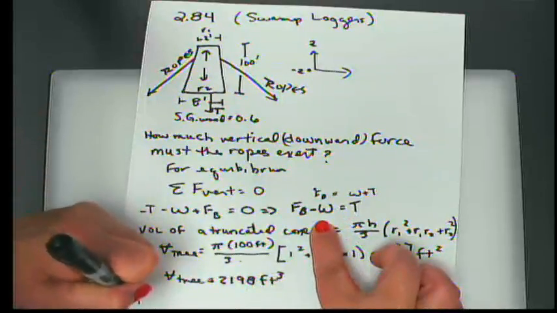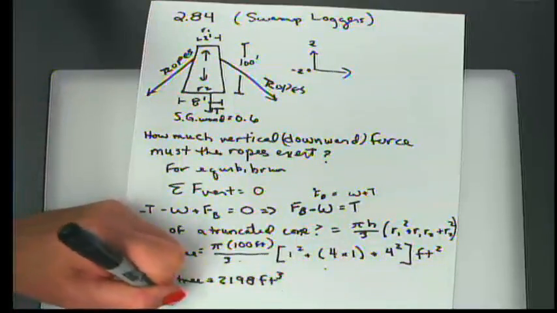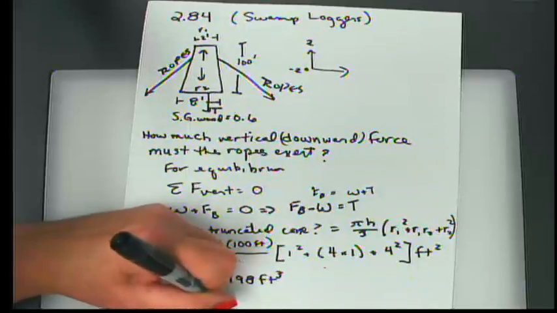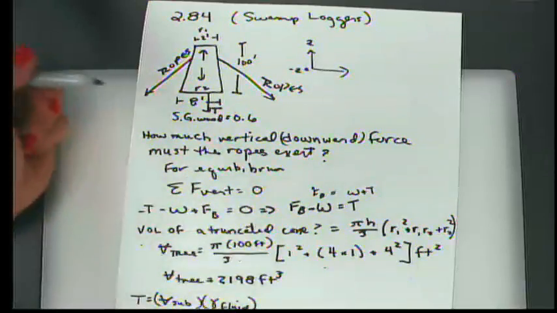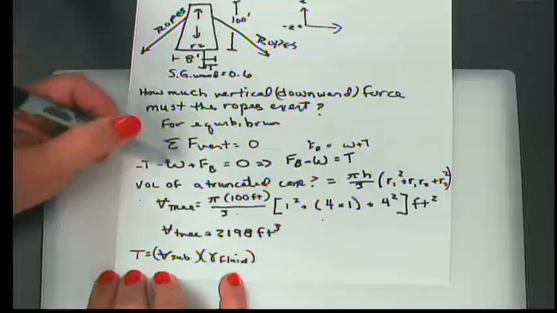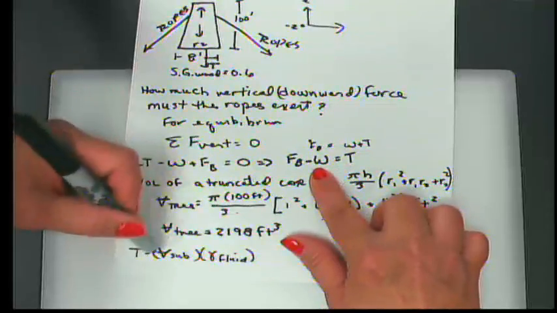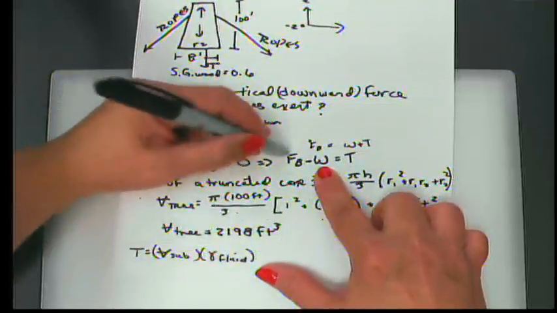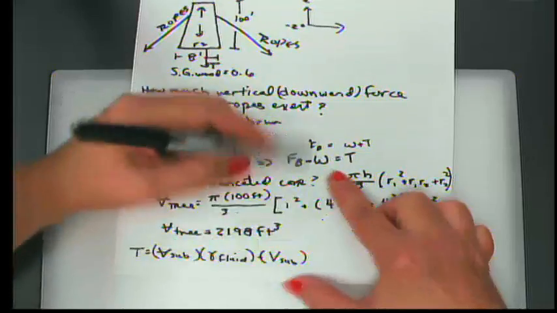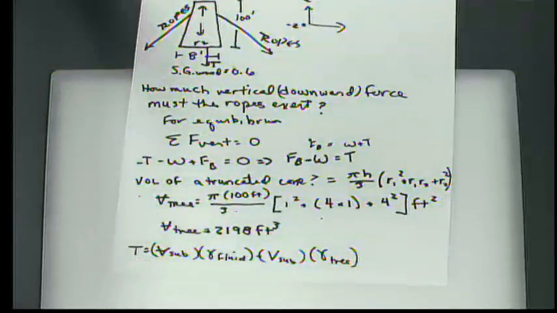Well, the tension is going to equal the buoyant force, which I know is the volume submerged times gamma of the fluid, which, since it says this is a lake, we can assume is fresh water. And this would be the buoyant force minus the volume submerged times gamma of the tree. Okay, and that's going to equal my tension.